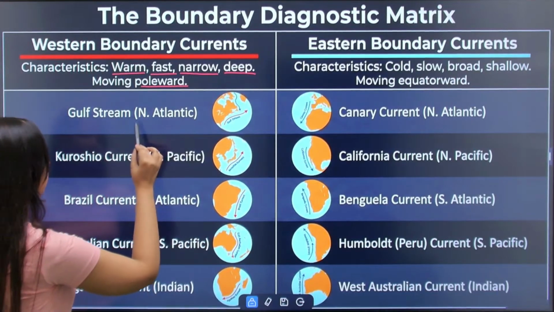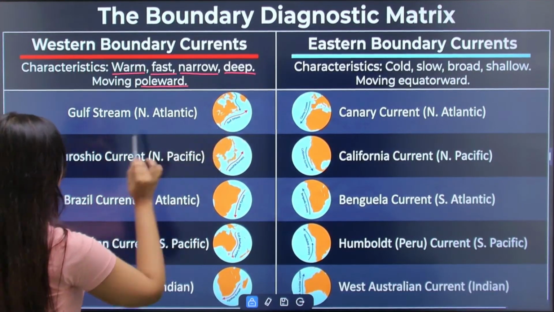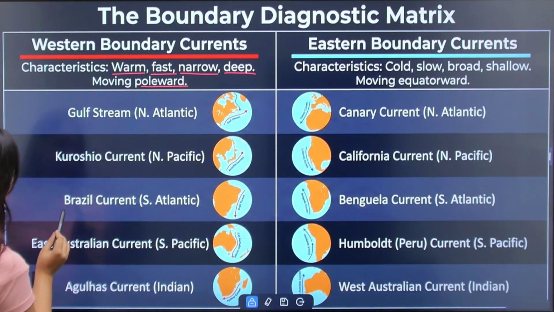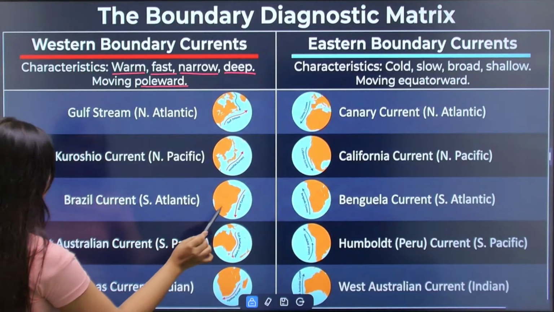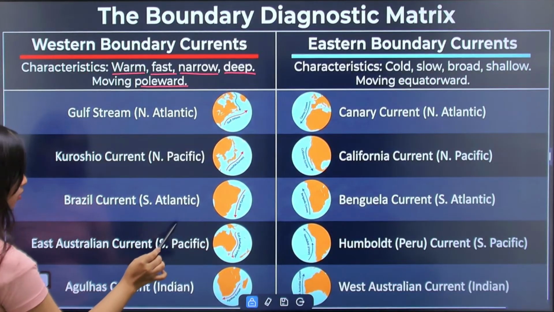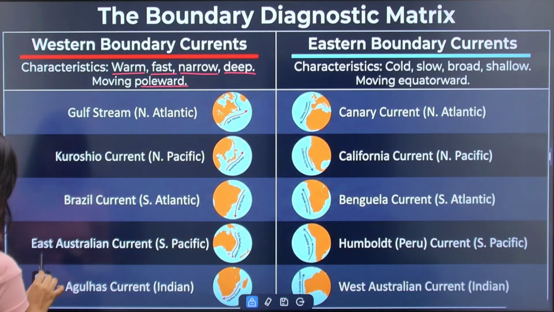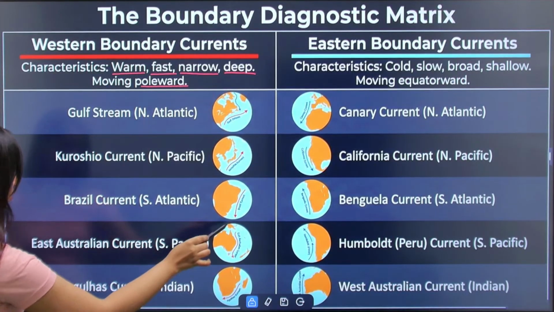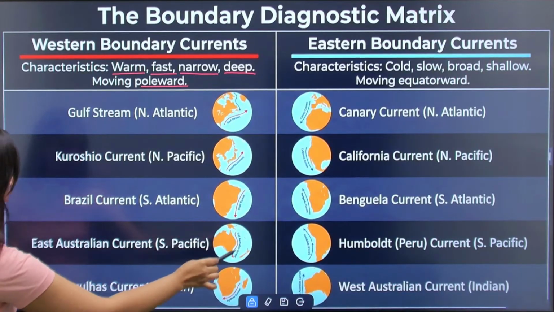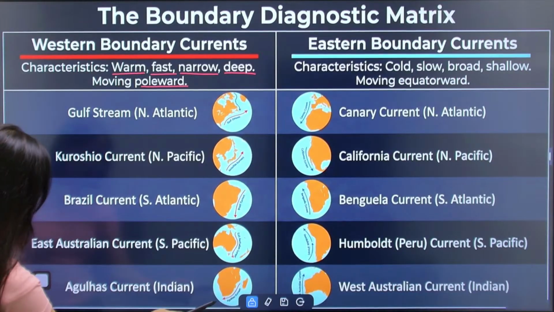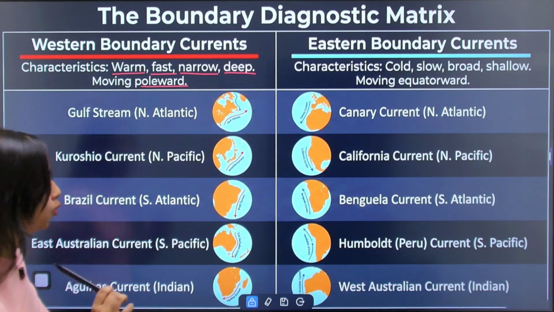First, in the North Atlantic Ocean we have the Gulf Stream current. In the North Pacific Ocean we have the Kuroshio current along the western boundary of Japan. In the South Atlantic we have the Brazil current, moving polewards in the southern hemisphere, moving south. And the East Australian current in the South Pacific, again moving towards the south along the western boundary of Australia. And the Agulhas current in the Indian Ocean, basically moving again towards the southern pole.